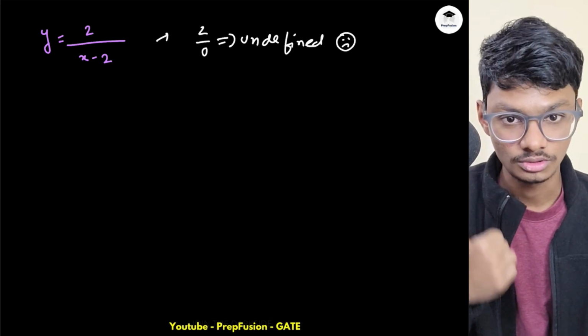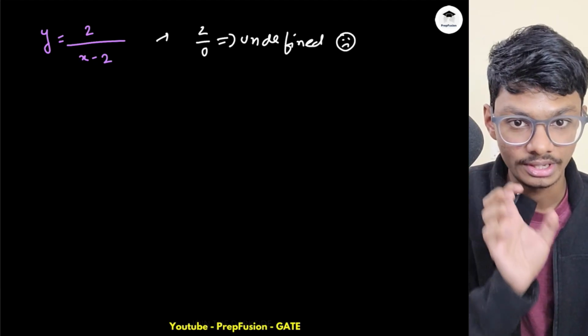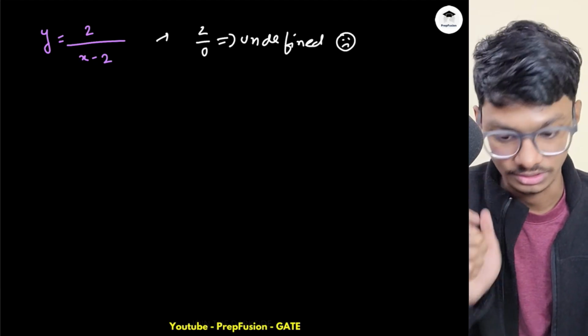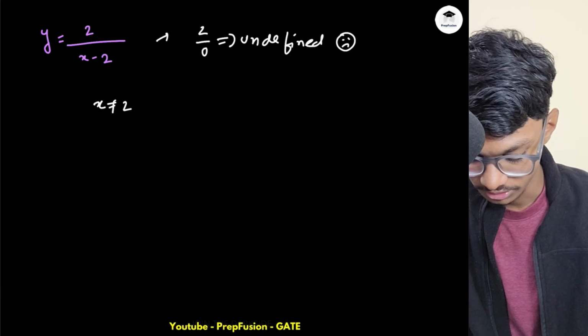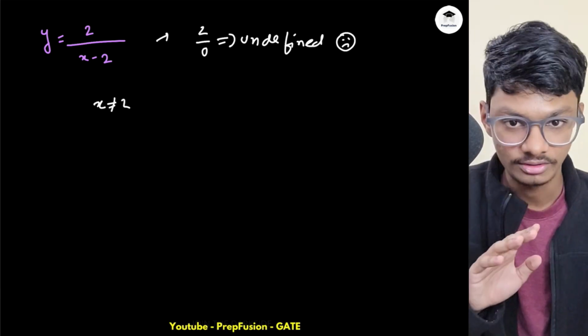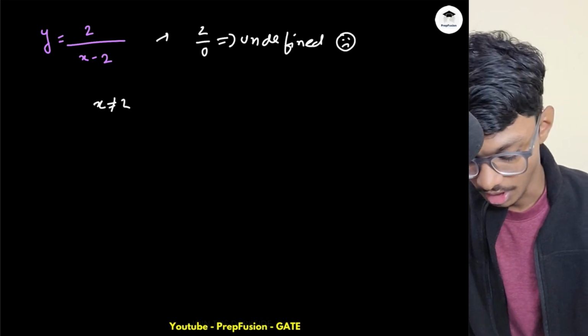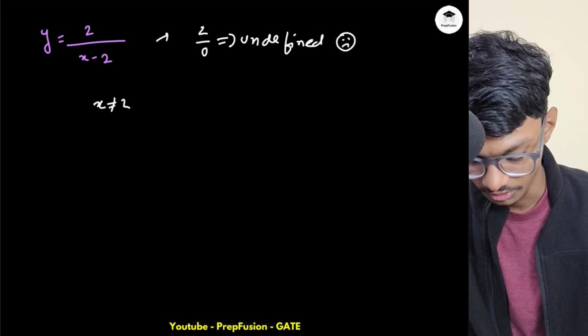So basically, we never want our x to become that value which makes my denominator 0. So x cannot be equal to 2. So x should exclude 2. x can include any values, but should not include 2. So how can you represent this?